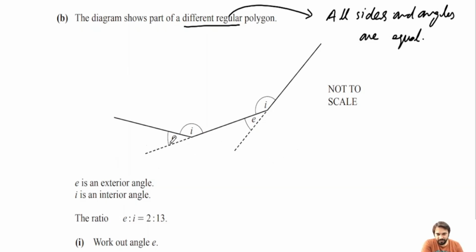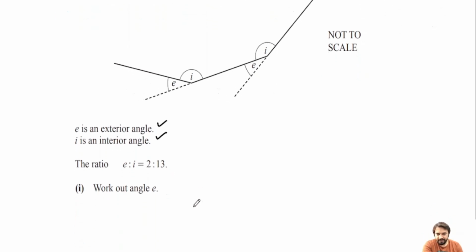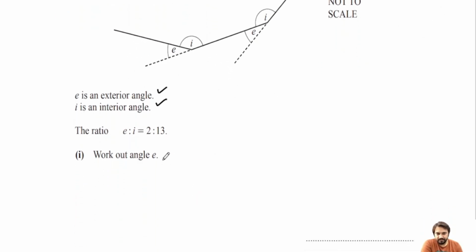So here we have external angle E, internal angle I. Here again external angle E, the internal angle I. And it is also mentioned here the ratio E to I is 2 to 13. Work out the angle E. We need to calculate the angle E. So this is a question of a ratio, but it belongs to the angle.